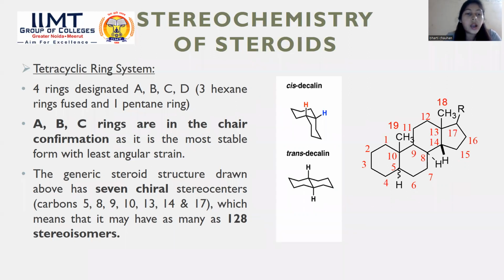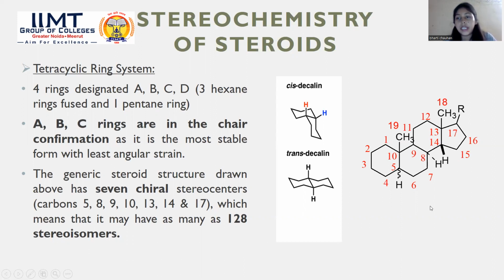You can easily find out the number of optical isomers with the formula 2 to the power n. Here, the generic steroid structure drawn has 7 chiral centers, which means it may have as many as 128 isomers. How can you count? Let's see the chiral carbon. What are chiral carbons? It means all the groups present on the carbon are different. So here, you can see 5, 8, 9, 10, 13, 14 and 17.